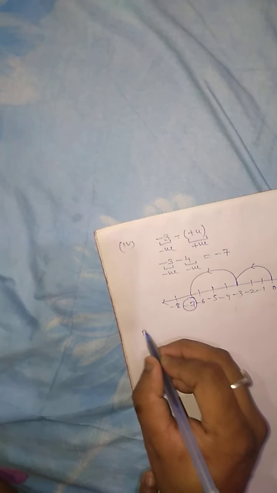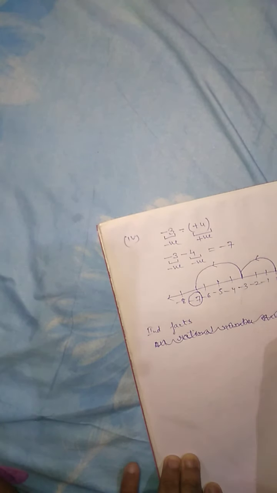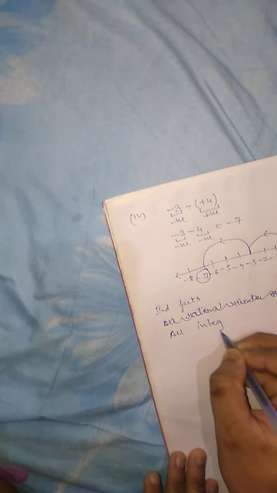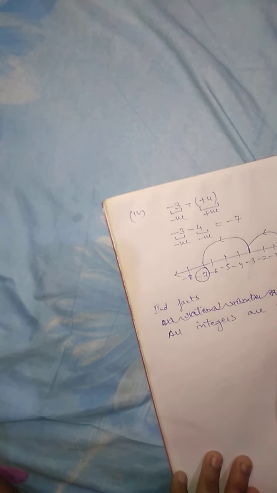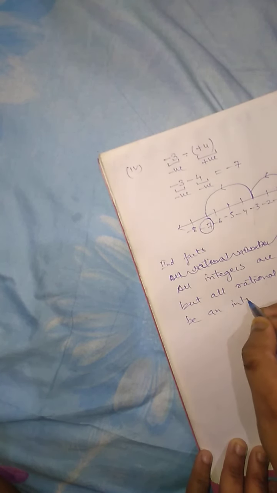Now the second fact is: all rational numbers must be integers. Sorry, all integers are rational numbers, but all rational numbers cannot be integers. Remember this. Sare integers rational number ho sakte hain, lekin sare rational number integer nahi ho sakte hain. Okay.